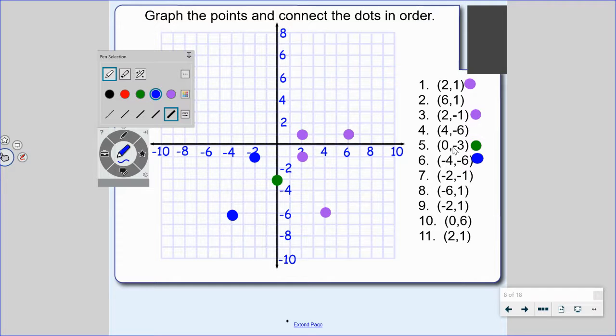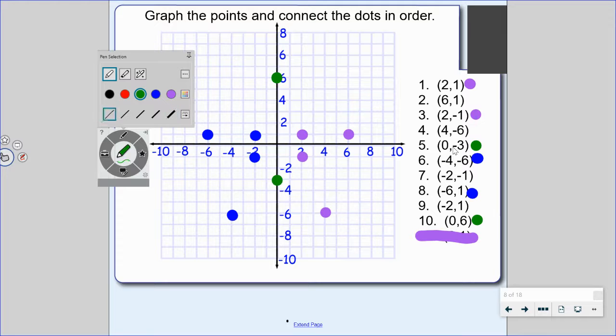-2 to the left, -1 down. -6 to the left, but now we go +1 up. So (-6, +1) will be up in the second quadrant. -2 to the left, +1 up, also in the second quadrant. And then we get to (0, 6). Now (0, 6) will not go left, will not go right. The x-coordinate is 0, but +6 tells us to go straight up. And then interestingly enough, we have (2, 1) again.